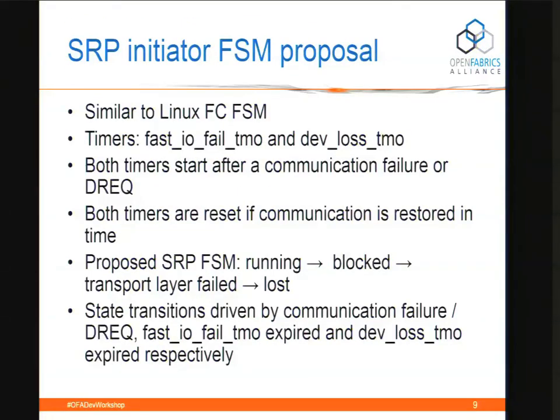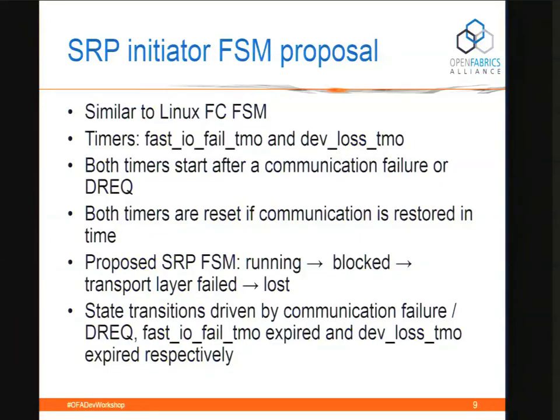So if we want to let the SRP initiator itself reconnect to the target, we need to implement some kind of finite state machine inside the driver itself. The proposal here is to modify the SRP kernel driver so that the behavior becomes close to what we have today in the Linux Fibre Channel initiator driver. That is to add two timers, fast_io_fail_tmo and dev_loss_tmo. These timers kick in after a communication failure has been detected, or for example after the target has sent a disconnect request. Once the connection has been restored, these timers are reset.